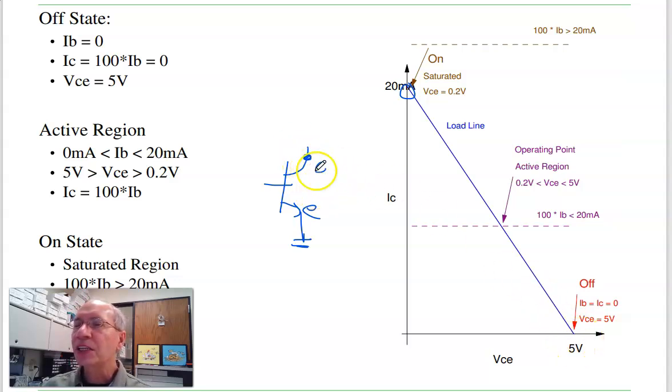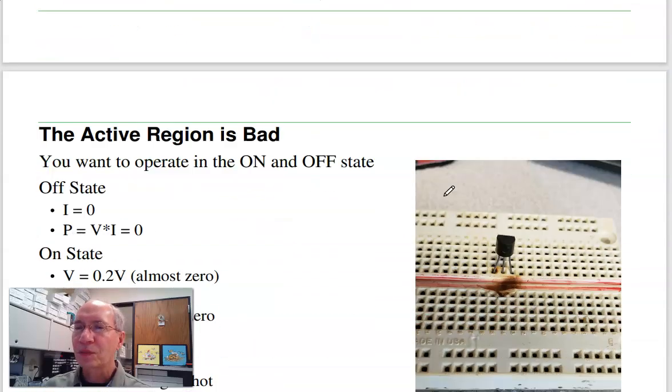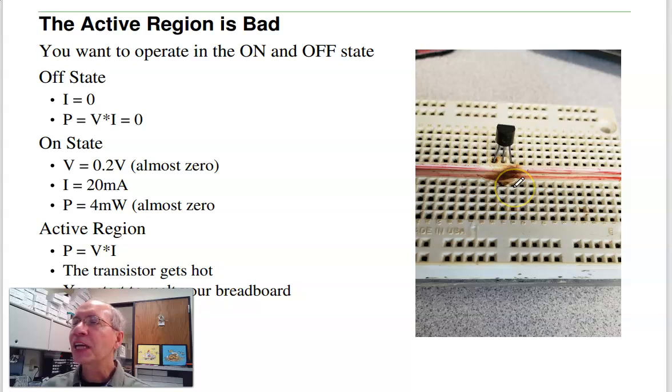If the LED is on and I'm somewhere over here, that's bad. That's in the active region. I need to adjust my design. And this is why the active region is bad.